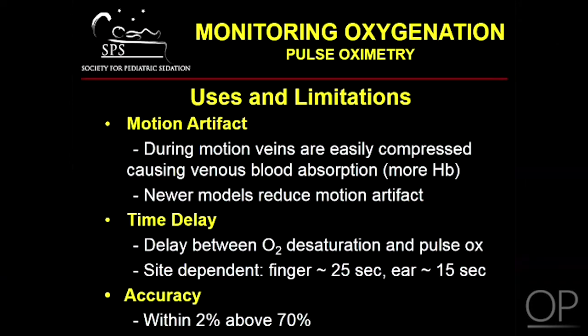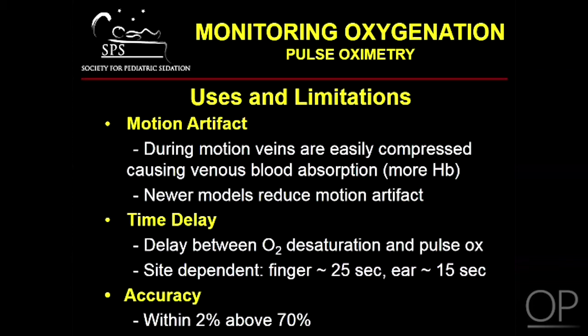For example, motion artifact caused by venous compression and subsequent surges in venous blood flow can cause the sensor to overestimate the amount of venous blood present, which can inappropriately decrease the measured arterial oxygen saturation. Newer models do exist with processing algorithms that can address this issue.